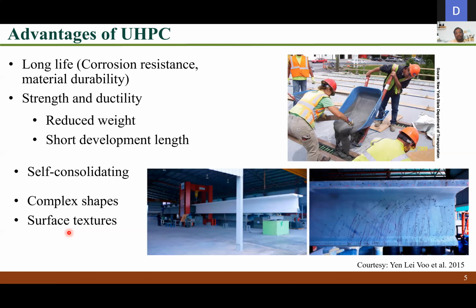But of course, this also has disadvantages, because we are going to use a very high amount of cement. So the cost of this UHPC is usually about 10 to 15 times higher. You gain all these advantages, but the cost is a little bit on the higher side, right?